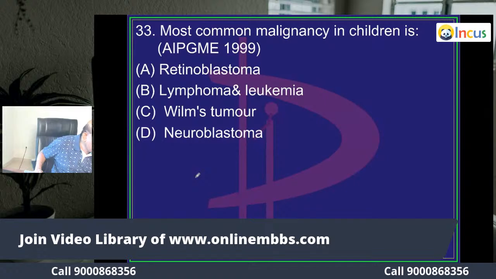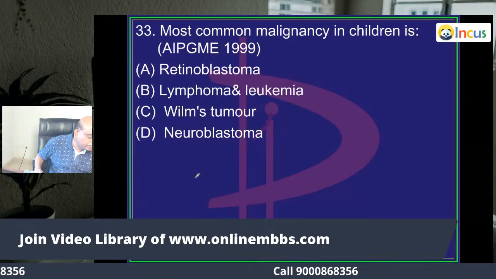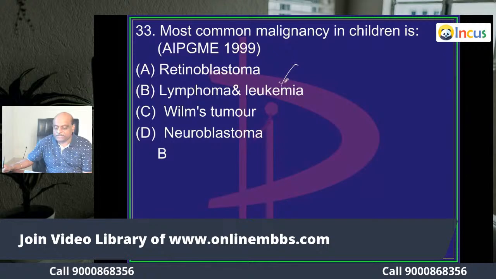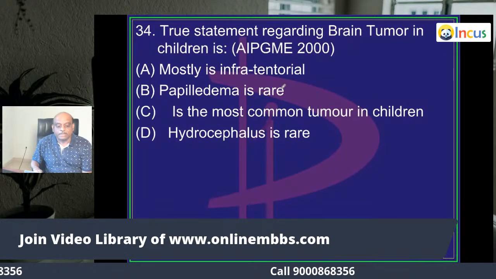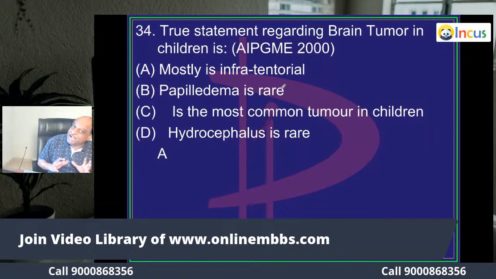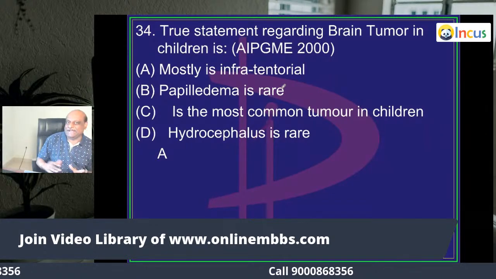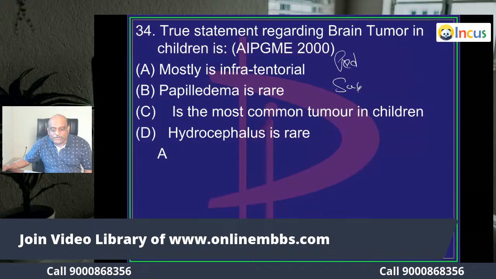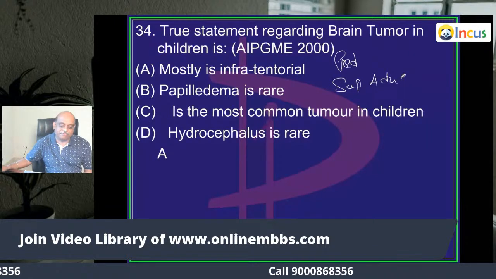The most common malignancy in children is lymphomas and leukemias. The brain tumors in children, mostly they are infratentorial in pediatric, supratentorial in adult. Please don't forget.